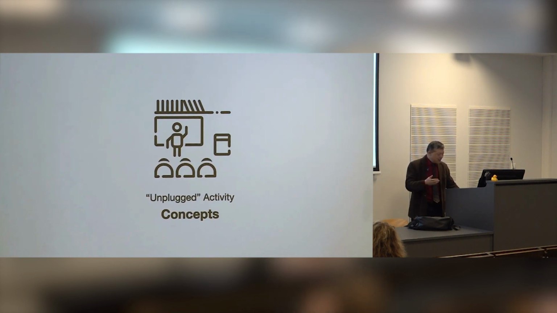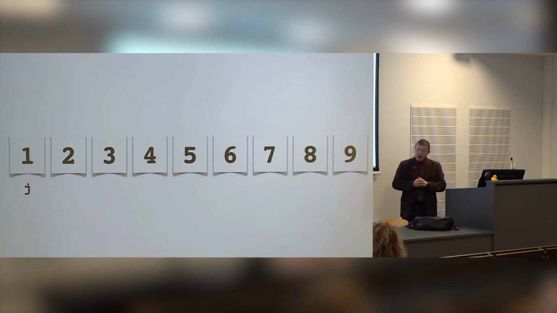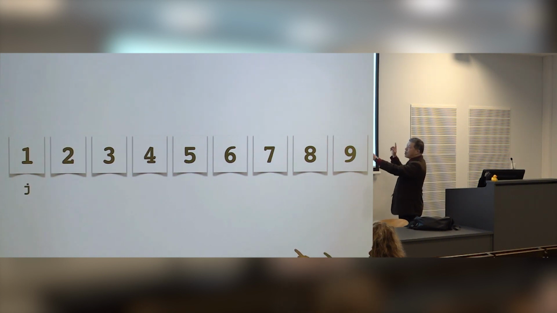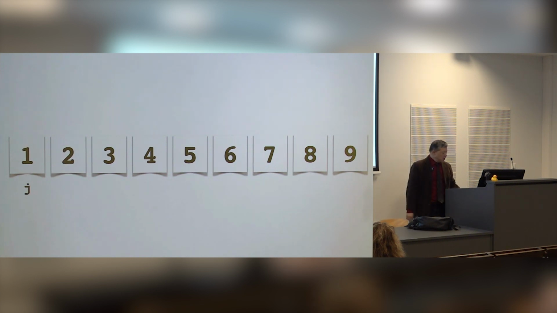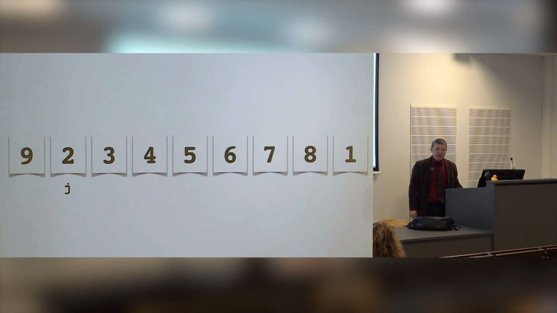When we say unplugged, typically we mean it's not on the computer. So it could be a paper and pencil activity, or it could use cards. Here's an example where we give kids 9 slips of paper, and on each piece of paper we have a number from 1 till 9. And we ask them to start at one end, and swap the numbers on either end with their counterpart. So the 1 and the 9 will switch places, and now we move to the next number, the number 2, and swap the number 2 with its partner. And then swap the number 3 with its partner, and the number 4 with its partner.